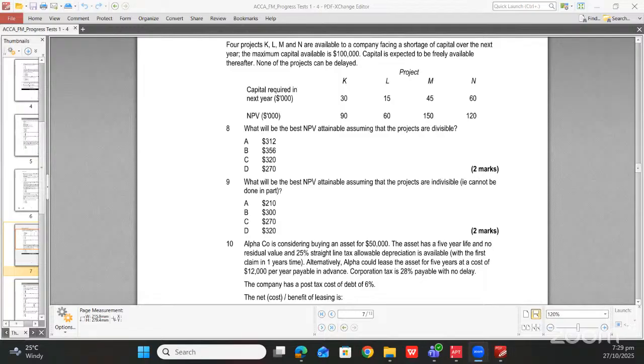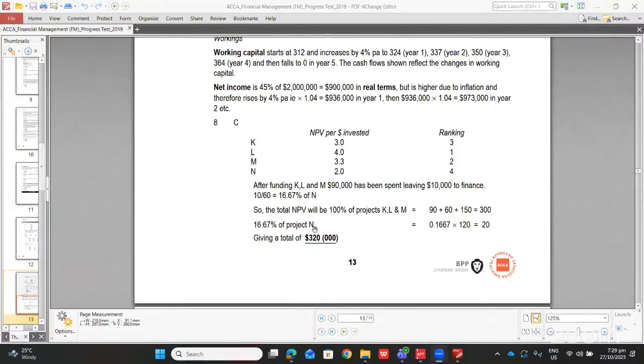All right, so let's go through questions 8 to 10, and then we can move on to progress test 3. Question 8 asks you what will be the best NPV attainable, assuming that the projects are divisible. What they're asking you is to calculate the profitability index and tell me what the answer is. So that's what they're asking you for.